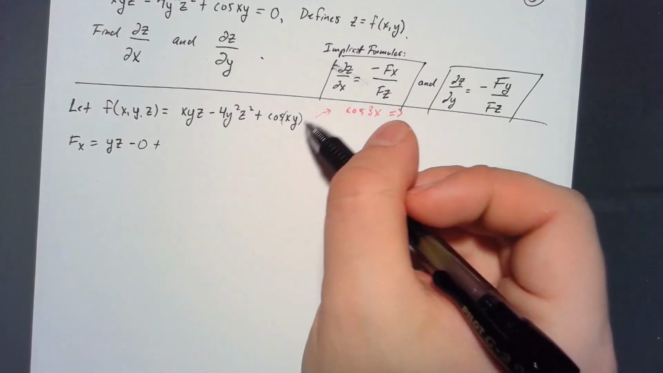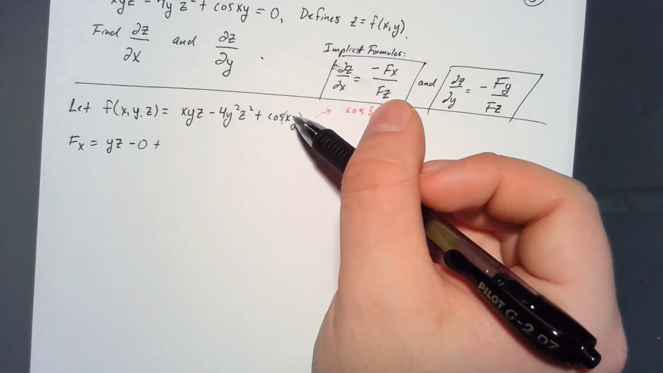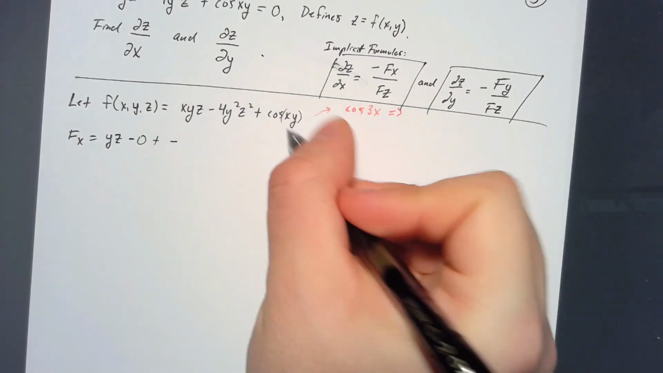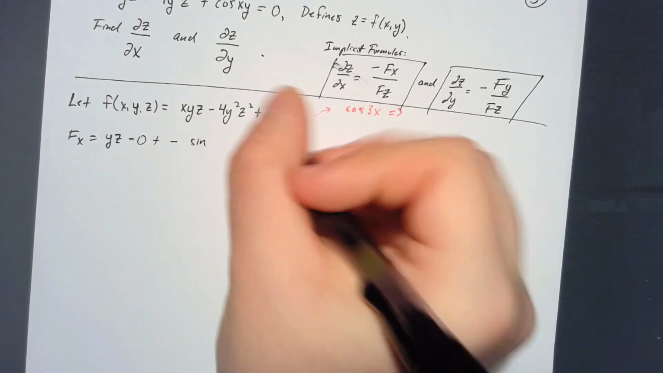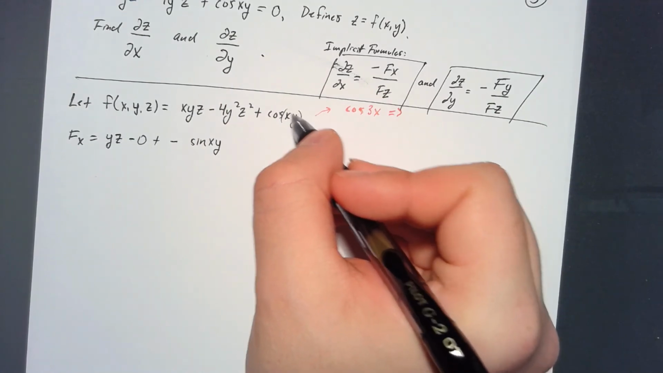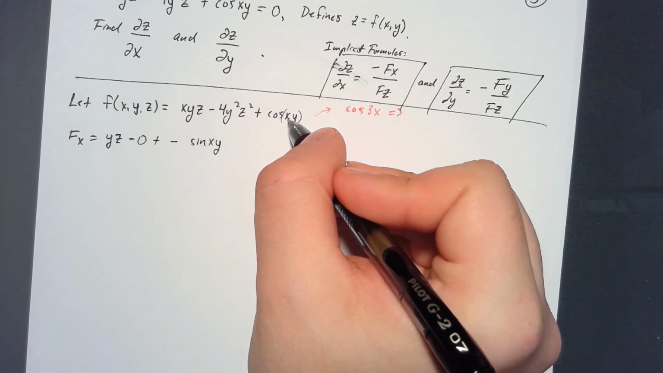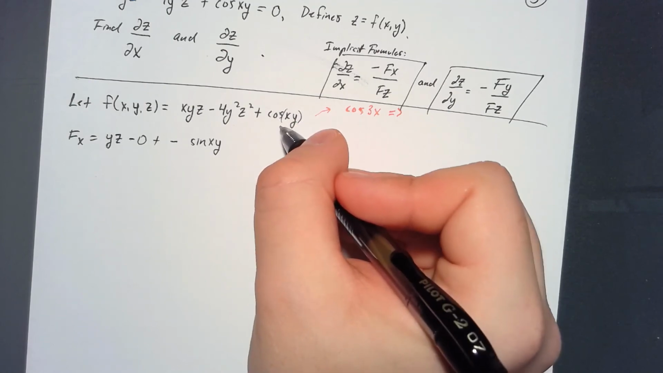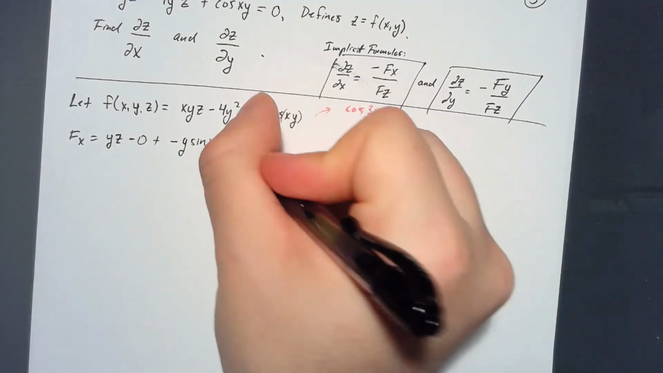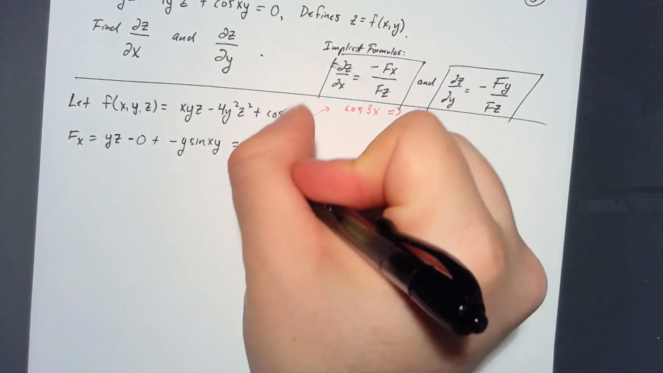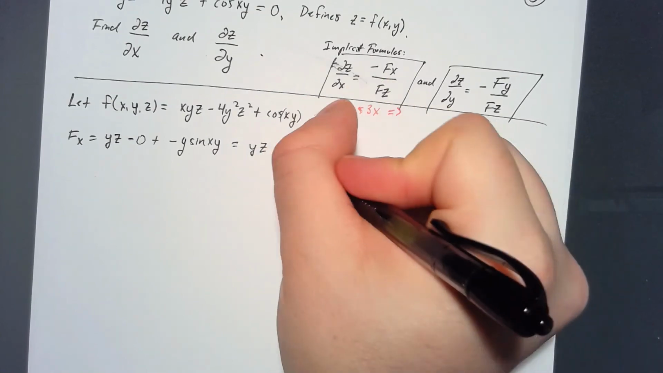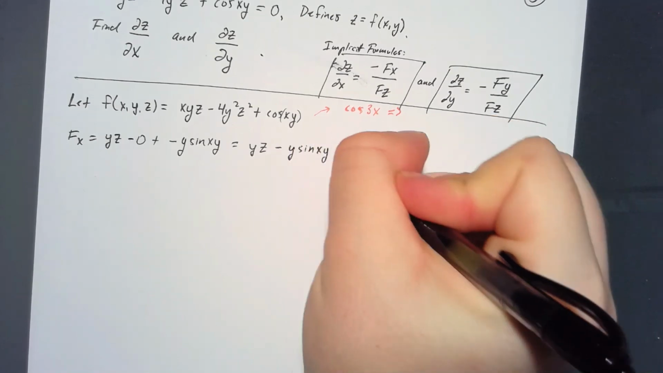So what's the derivative of cosine? Well, the derivative of cosine is negative sine. All right, so you're going to have negative sine of xy. And then the derivative of the inside. What's the derivative of the inside with respect to x? Well, it's going to be 1 times y, so that y comes out. So you're going to have negative sine xy with a factor of y outside. So that's it. That's the partial of f with respect to x. So I have yz minus y sine of xy.